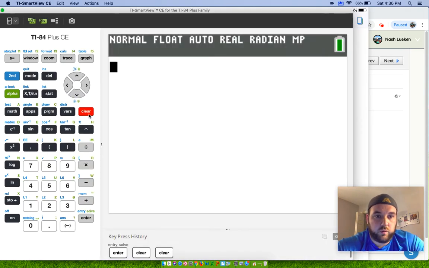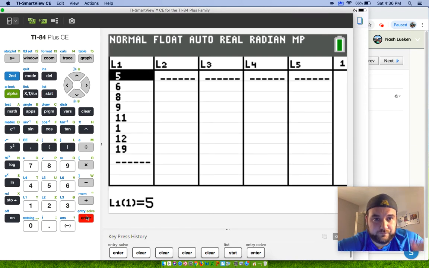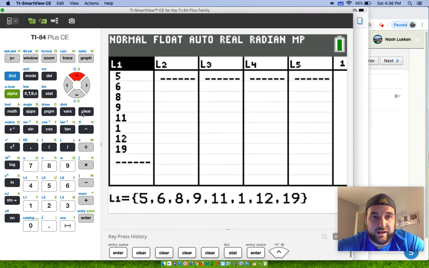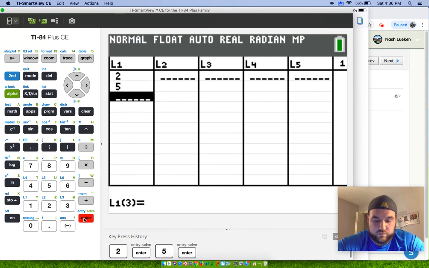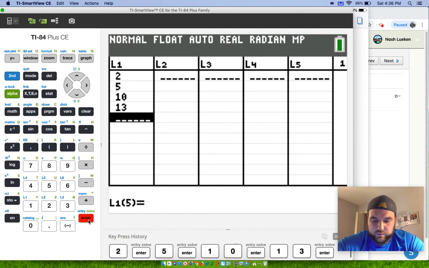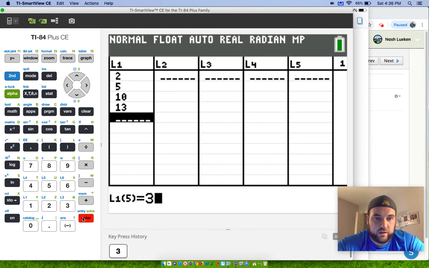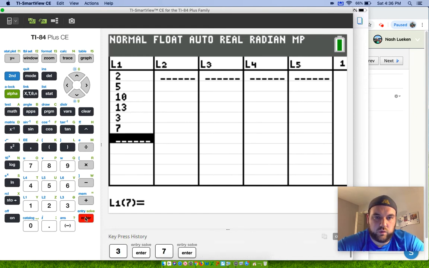Everything that we're going to do is in the stat menu, which is right up here by the left arrow key. I'm going to go ahead and hit edit. If there's any numbers in the calculator, I can go up to L1, hit the clear button, and go back down, and that will clear out all the data that the previous user put in there. So I'm going to type in 2, 5, 10, hitting enter every time to move to the next cell, 13, 3, and 7. The nice thing about using the calculator is you do not have to order this from least to greatest. It can be in any order that you want.